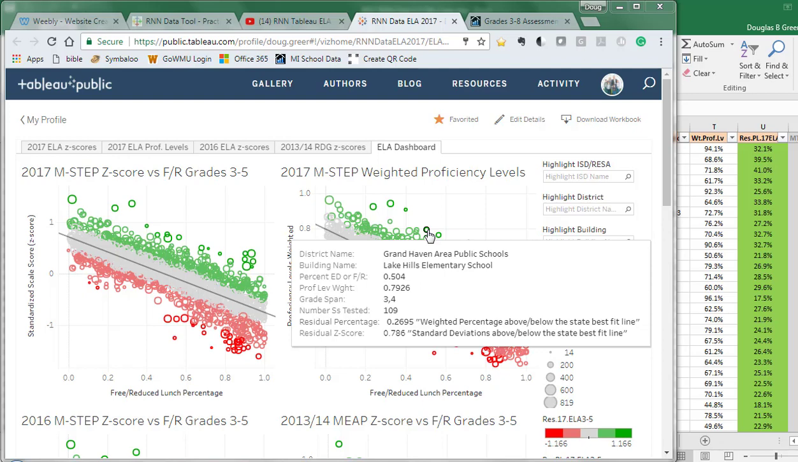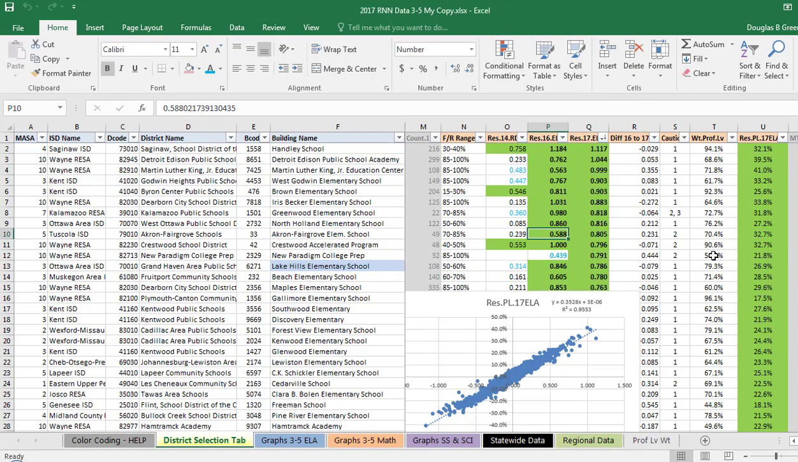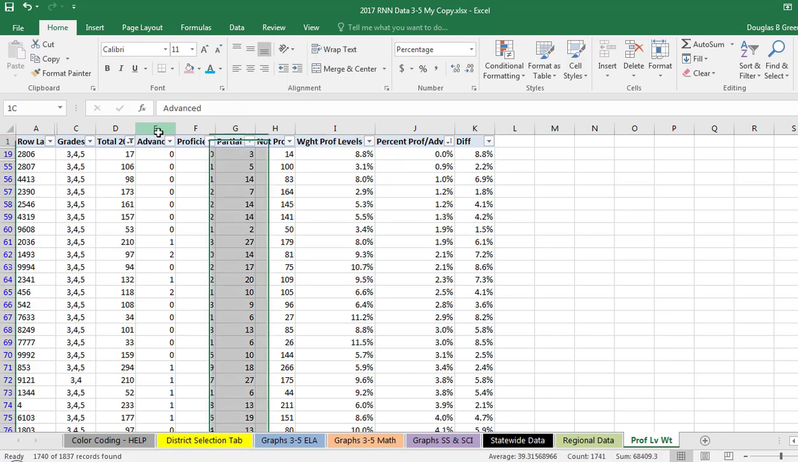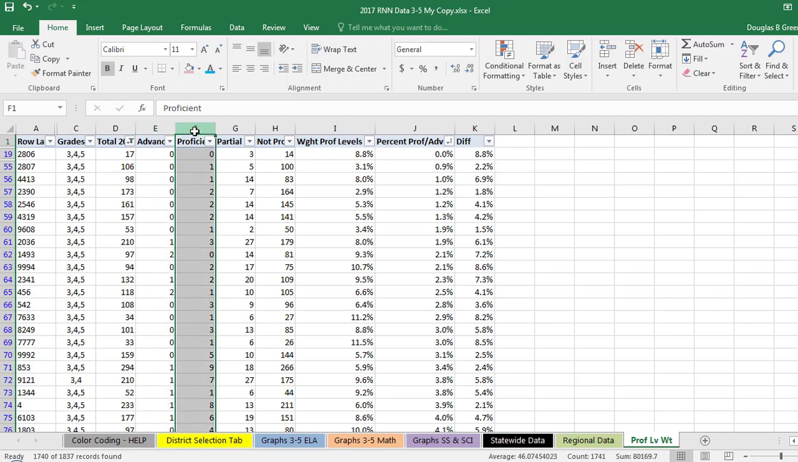Just to give you a quick overview of how we came up with the proficiency levels, we're going to go to the table for the Reading Now Network data. We're going to look at this pivot table, where the grade span for each of the buildings was looked at, and they totaled up the number of students that were advanced proficient and gave them 100%. We looked at the number of kids that were proficient and gave them a score of 80%. If they were partially proficient, we gave them a score of 50%, and if they were not proficient, we gave them a score of 0.